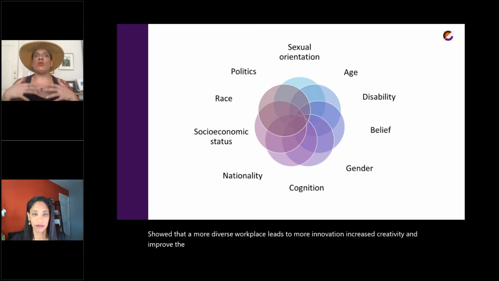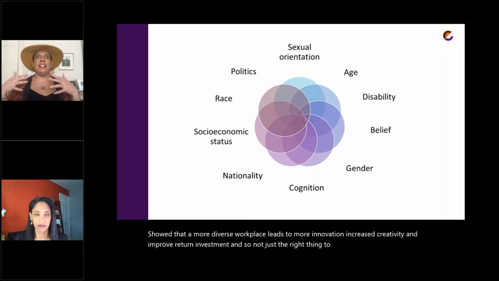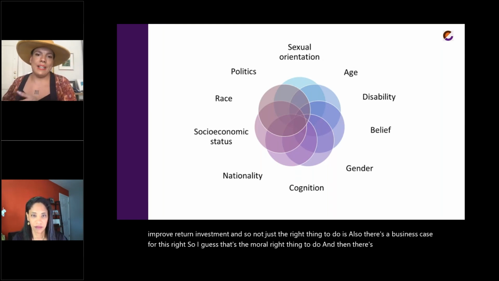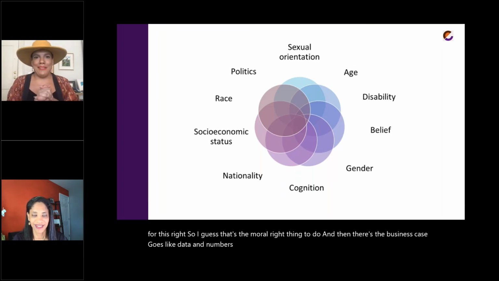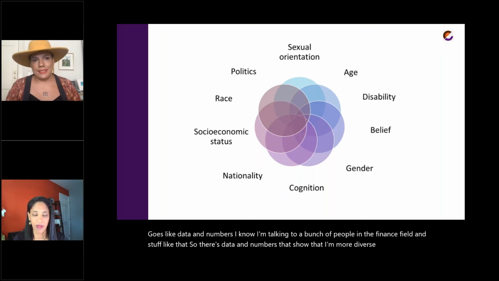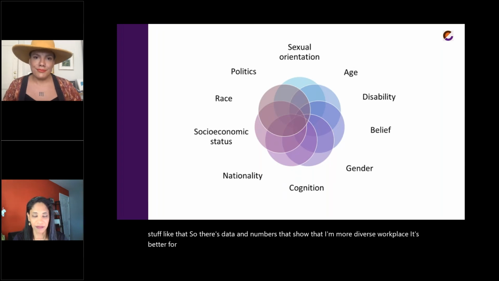Because there's data that shows that a more diverse workplace leads to more innovation, increased creativity, and improved return on investment. So it's not just the right thing to do, there's also a business case for this, right? So yes, it's the morally right thing to do, and then there's the business case for those who like data and numbers. I know I'm talking to a bunch of people in this finance field. There's data and numbers that show that a more diverse workplace is better for business. But I will caveat that.